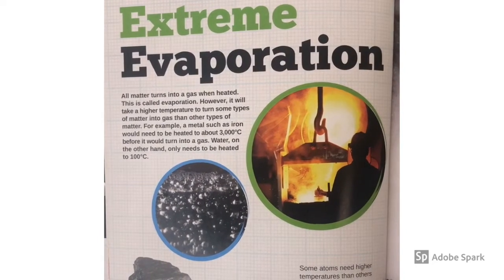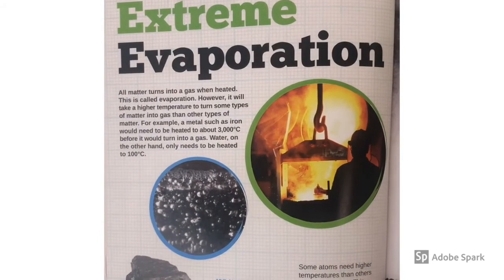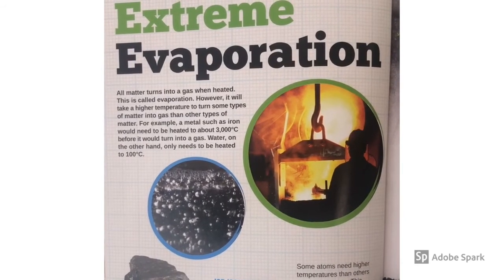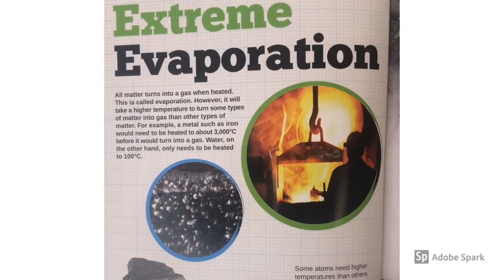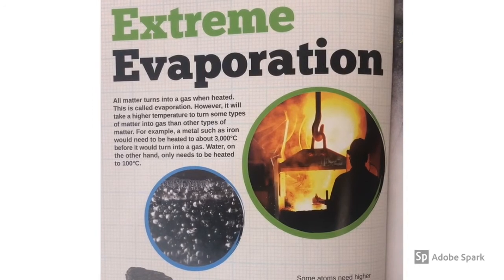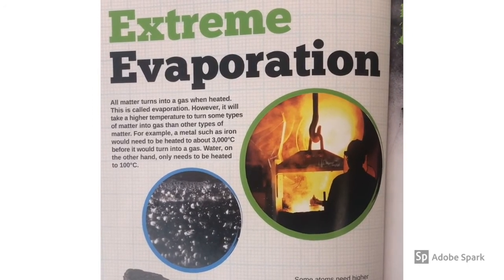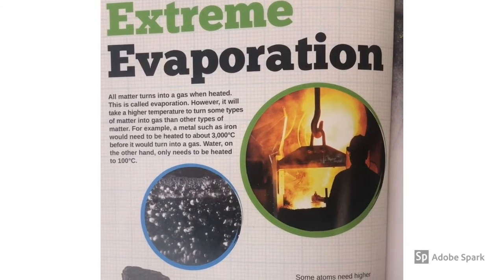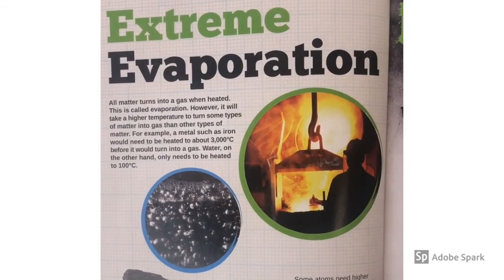Some atoms need higher temperatures than others to turn into gas. This is because some atoms are heavier than others. Heavier atoms need more heat before they can move away from each other. Iron has atoms that are much heavier than the atoms in water. This is why iron needs more heat to turn into a gas.